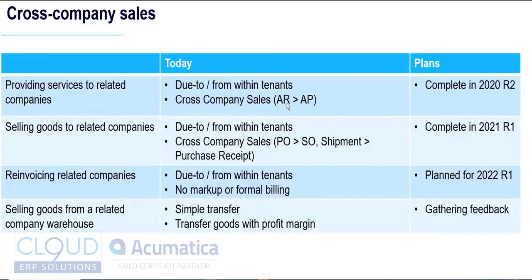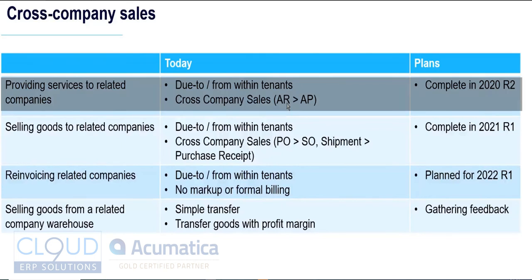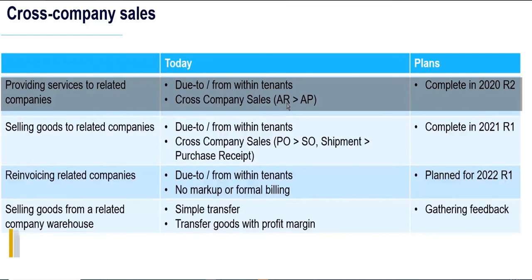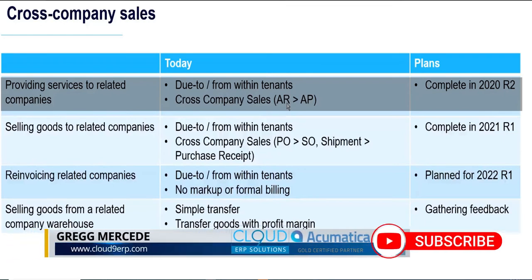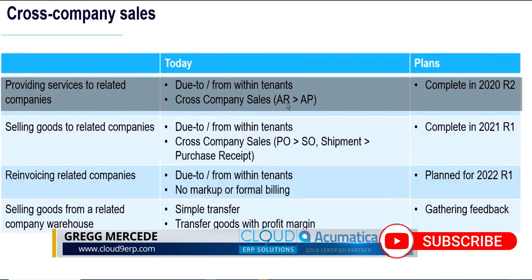So let's talk about cross-company sales. So in Acumatica 2020 R2, features were added to allow you to do cross-company sales from an accounts receivable to an accounts payable basis. So for example, if you invoiced a specific customer and that customer was linked to one of your companies that was configured in Acumatica, Acumatica could make the counter accounts payable bill. So that was added in 2020 R2 and we have a video to show how that works.